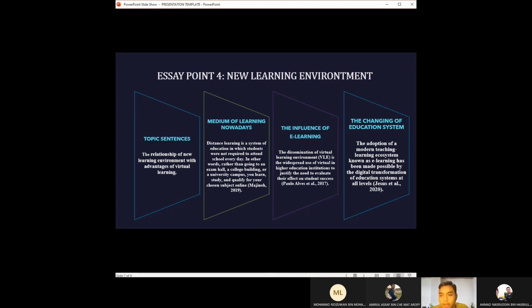Second, from Paulo Alves et al., 2017, the dissemination of virtual learning environments, VLE, is the widespread use of virtual environments in higher education institutions, which justifies the need to evaluate their effect on student success. Third, from Jesus et al., 2020, the adoption of a modern teaching-learning ecosystem known as e-learning has been made possible by the digital transformation of education systems at all levels.